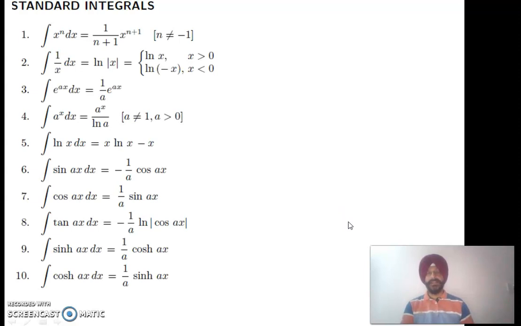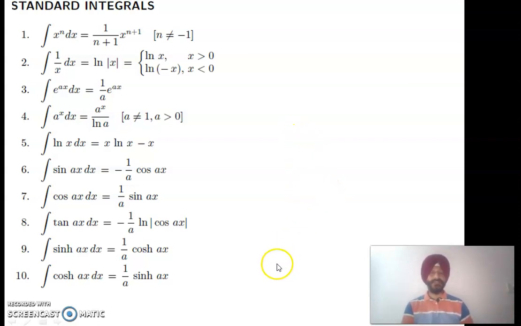So first we have standard integrals. First is the integral of x raised to the power n dx, which we have done at +2 level. So I start from there. The integral of x raised to the power n is x raised to the power n plus 1 over n plus 1. The integral of 1 by x dx is equal to log x. The integral of e raised to the power ax dx is equal to e raised to the power ax over a plus c.